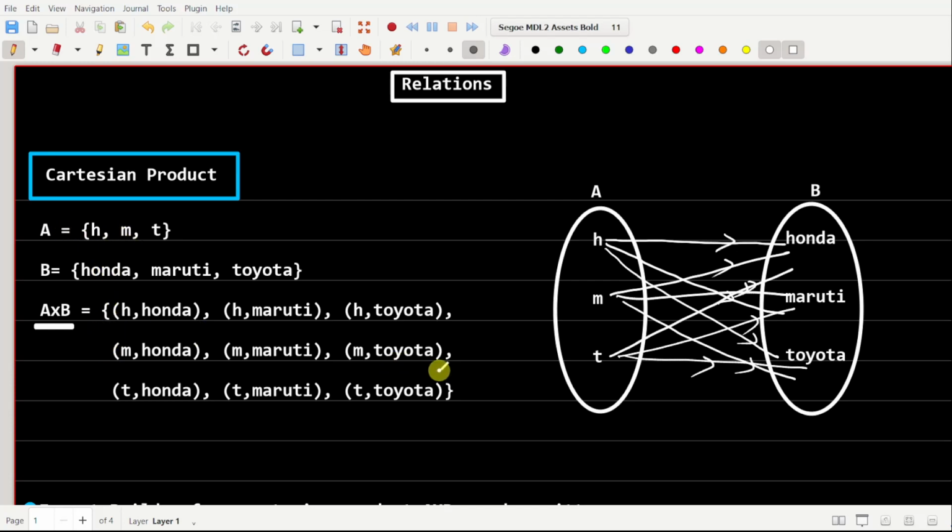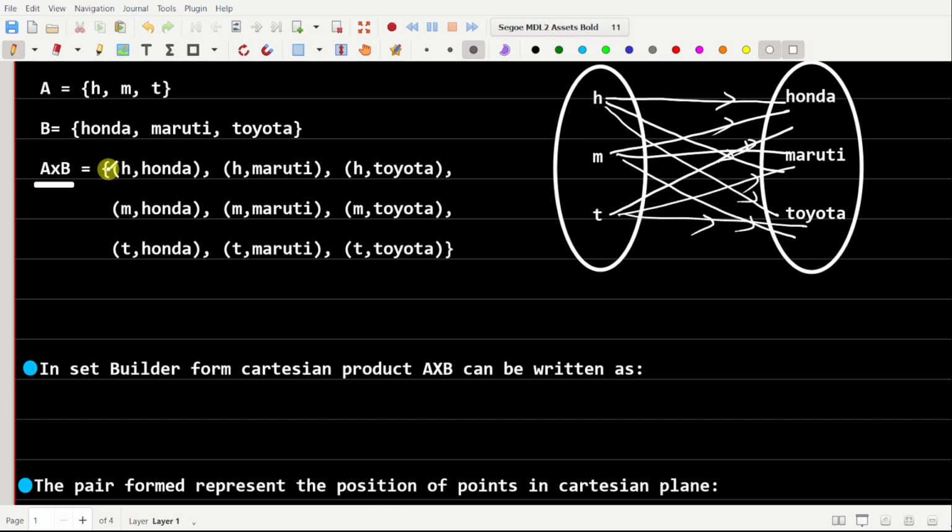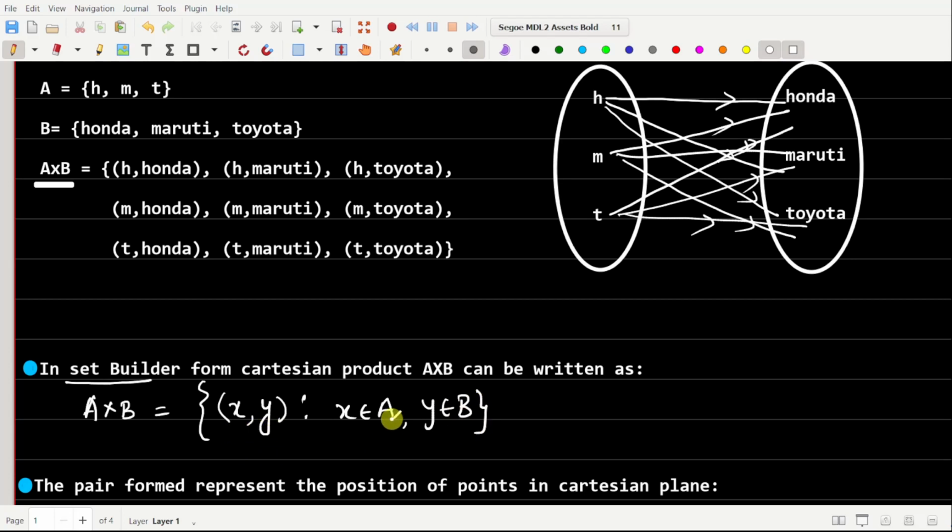And if I enclose all the pairs in a set, then this whole set consisting of all these pairs of objects is known as the Cartesian product of A and B. We can also write the Cartesian product in set builder form, right? A cross B is the set of all pairs of objects x, y such that x belongs to set A and y belongs to set B. So these x, y, A, B can be anything, right? So this is the Cartesian product in set builder form.